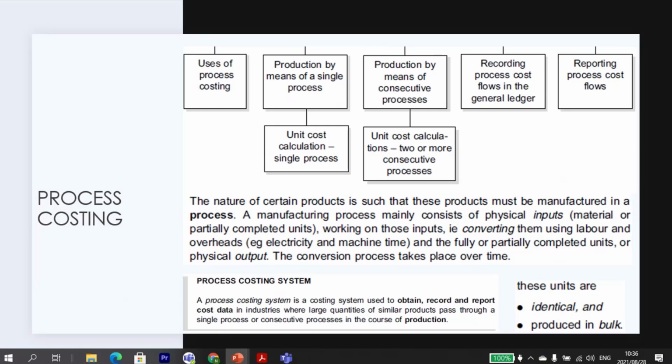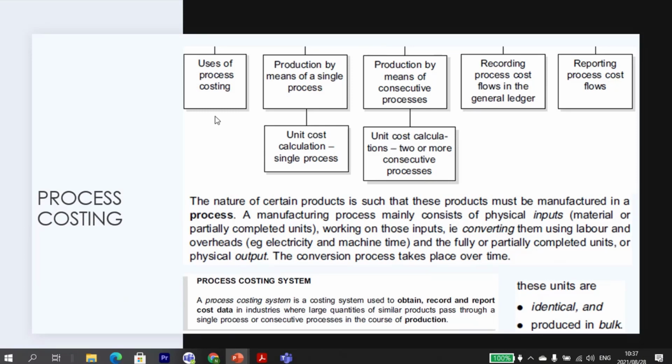So let's say step number one, you do the structure of the car. Step number two, it gets painted. Step number three, it gets polished. Then we get a finished, full car. Or it's a single process, just one step of doing that specific product, but in large quantities and similar products. They are produced in bulk. So these units are identical and are produced in bulk.